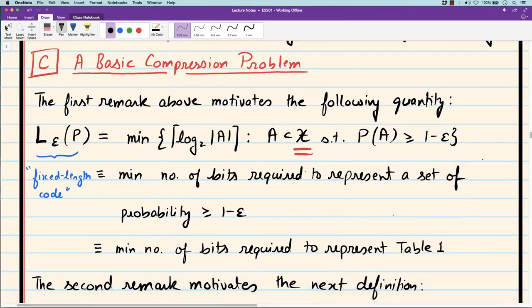So we just formed a table, and remember this example where we formed two tables. We kept all the more frequent symbols in table 1, and then we kept less frequent symbols in table 2. Table 2 was a set of small symbols which can be ignored. This is the minimum number of bits required to represent table 1. That's what this definition is.